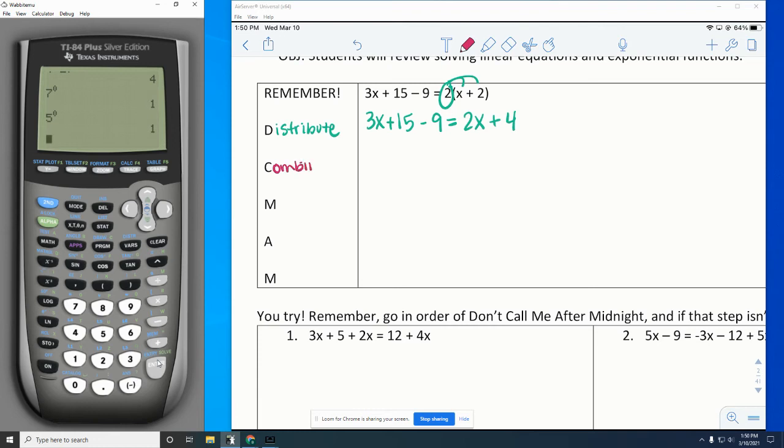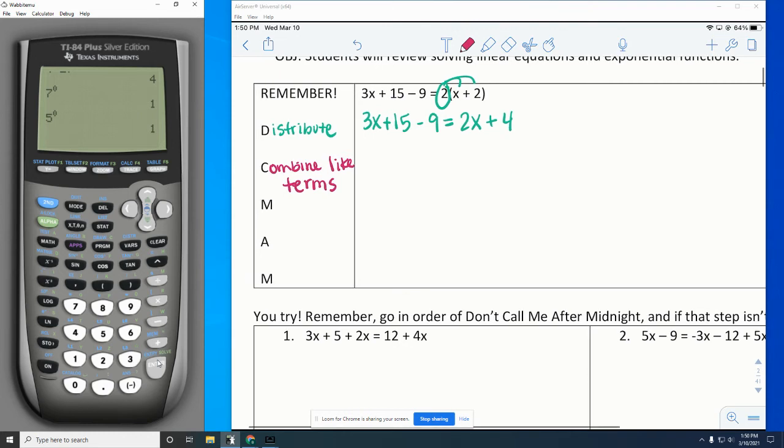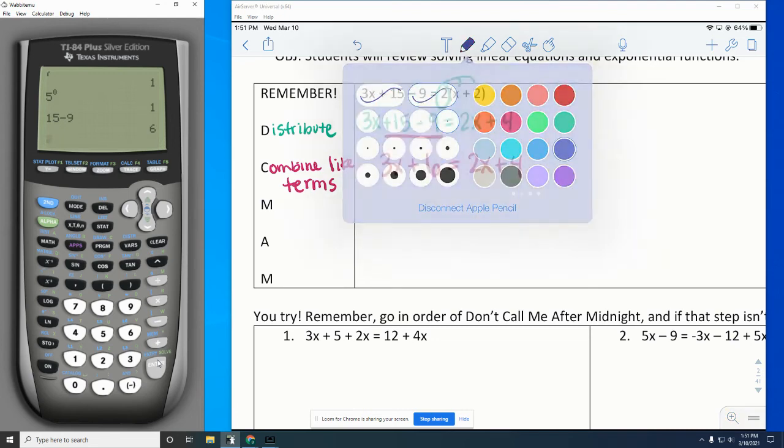Next, we combine like terms. So on this left side, I have 2 sets of numbers. So I'm going to do exactly what it says. It says 15 minus 9. So I'm going to replace that with 6. And I'm cleaning up this problem.